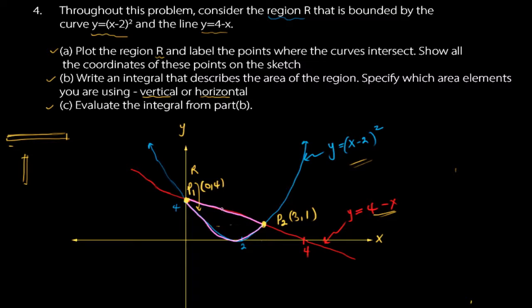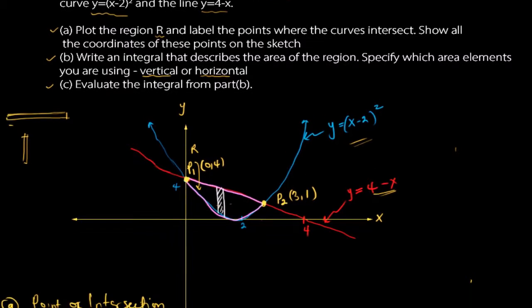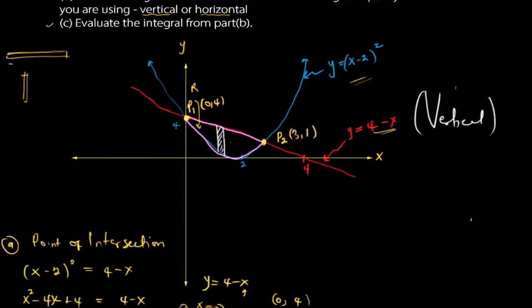So I'm just going to pick this point here. So I'm going to be using a vertical slice. So again, the technique we're going to be using here is you start by slicing. When you slice, you sum. When you finish summing, then you take the definite integral. Now, it says which am I using? So I'm using vertical.